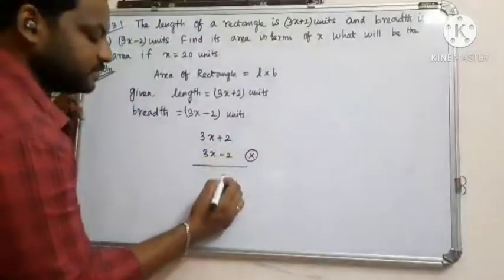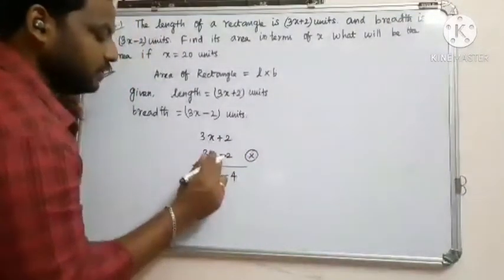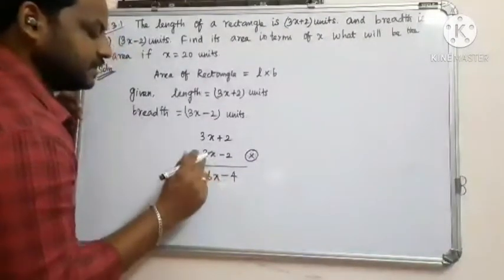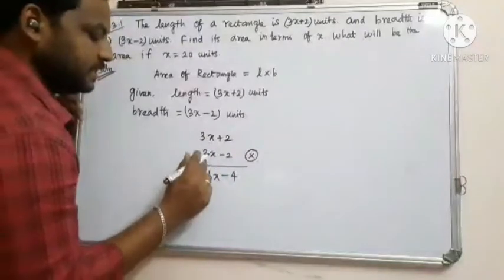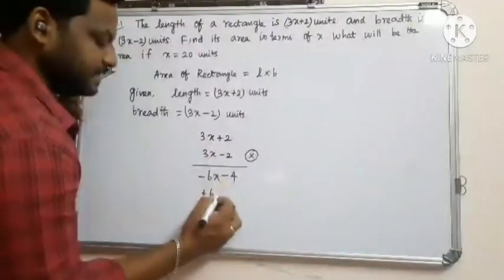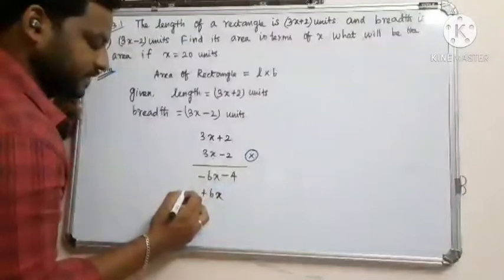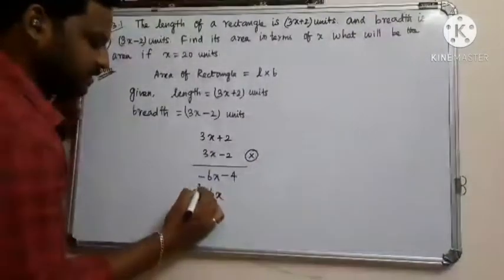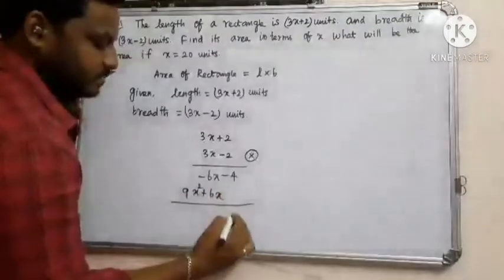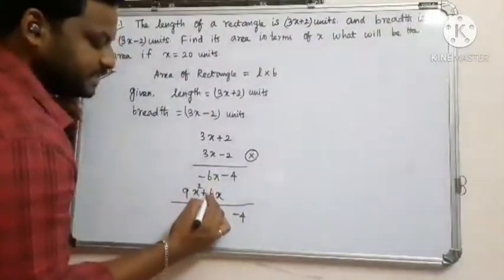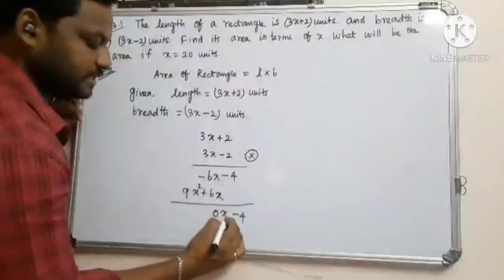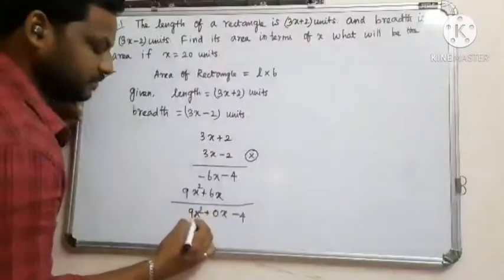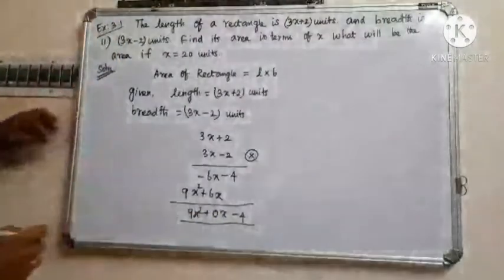So plus into minus, minus 2 2s are 4. Plus into minus, minus 2 3s are 6x. Plus into plus, plus 3 2s are 6x. Plus into plus, plus 3 3s are 9. x into x, x square. Now you have to add: minus 4. Here plus 6x minus 6x, so 0x plus 9x square. So this is the total area.